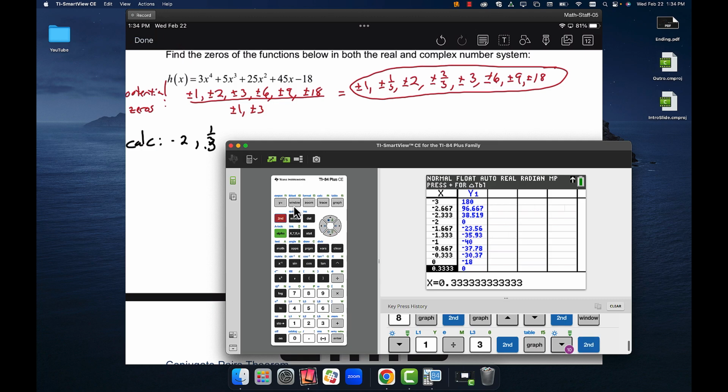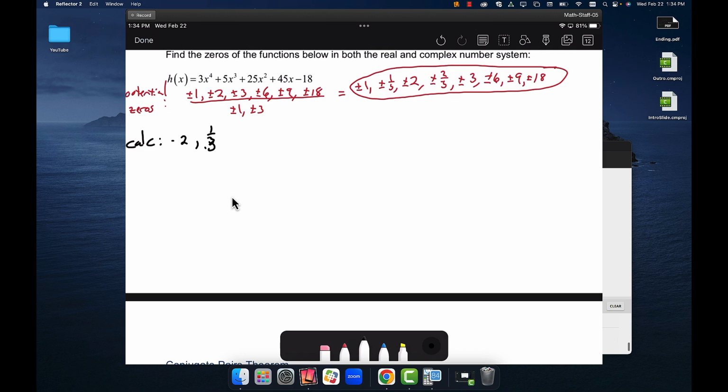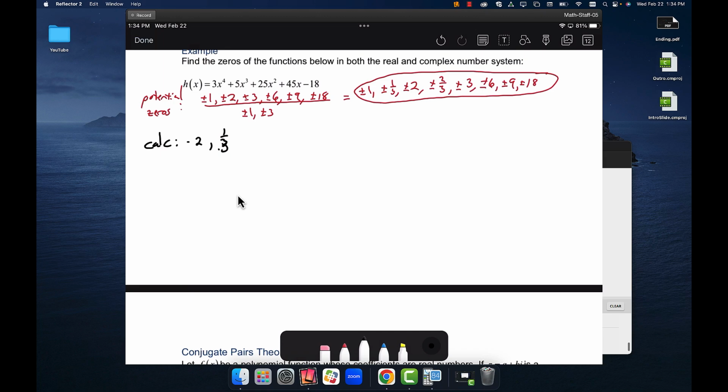I'm just going to go back to my table and change that value back to 1. Most often, delta table set at 1 will give us everything we need, so I want to set that back before moving on. And once we have our zeros, we can start the process of division. Doesn't matter which one you start at. We'll just start at -2 since that's what I saw first.